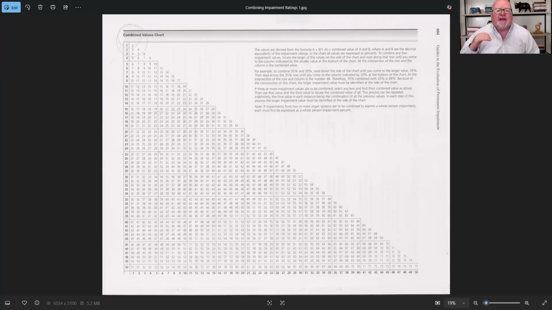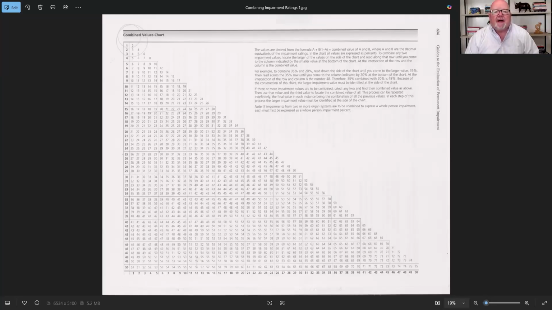And how we get to it is through the combined charts. These charts are in the back of the AMA guides. By the way, you should have an edition of the AMA guides if you're going to be doing personal injury. So what's the reasoning behind combined charts? Well, it's so you can never reach 100. That's the reasoning, because if you reach 100, you're dead.